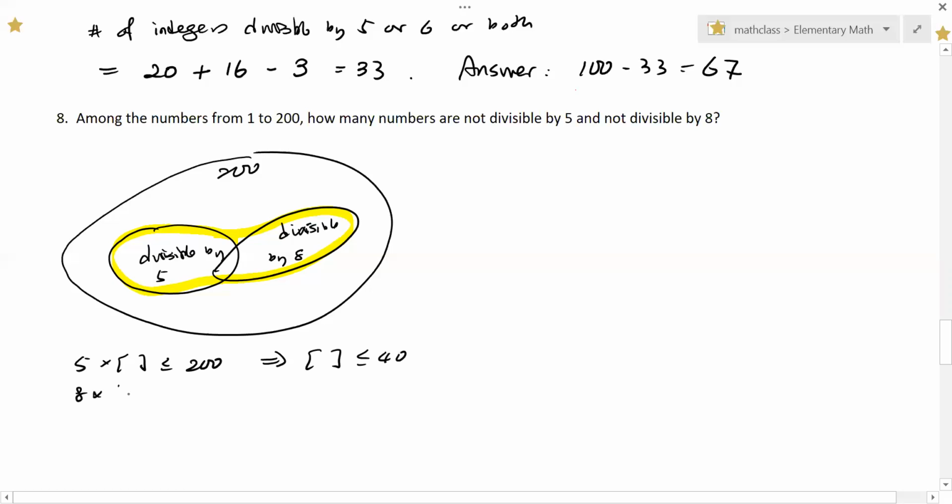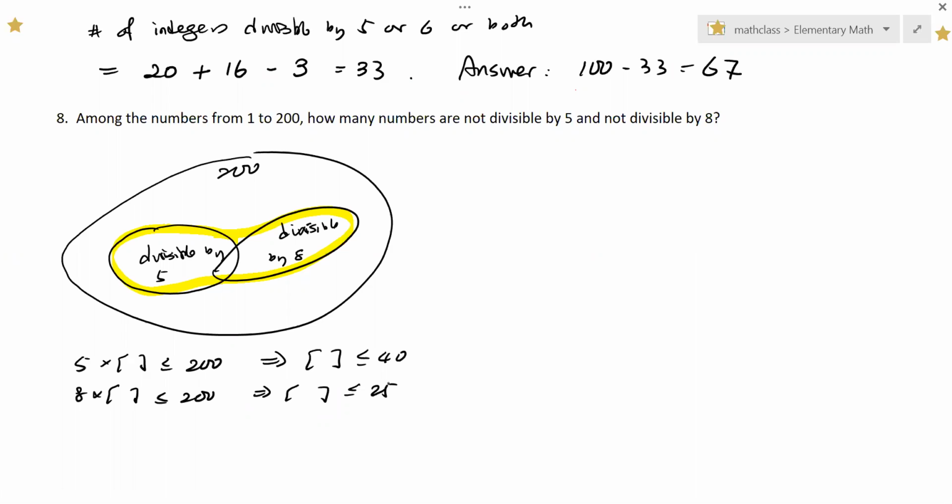Then 8. Okay, let's see the upper bound for the factor. This is the upper bound for the factor. 200 divided by 8 is going to be 25. So you have 25 multiples of 8 there, right? Because 8 times 25 is exactly equal to 200. So it can have 8 times 24, 23, 20, right?